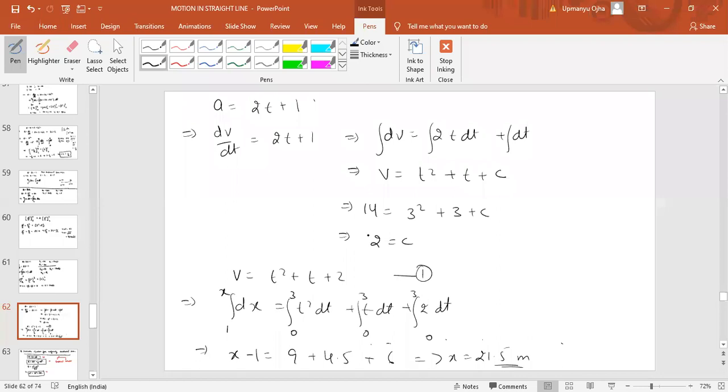So that was the mistake I made: the C value was 2. C will be equal to 2, and then the velocity equation will be t square plus t plus 2.